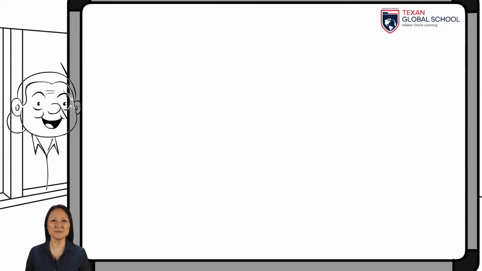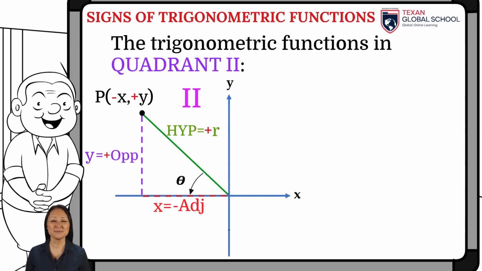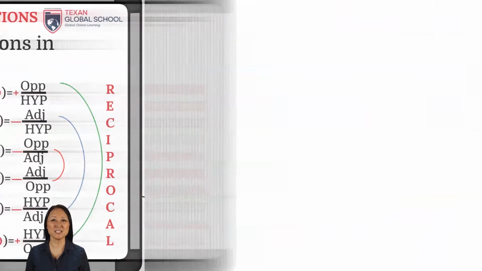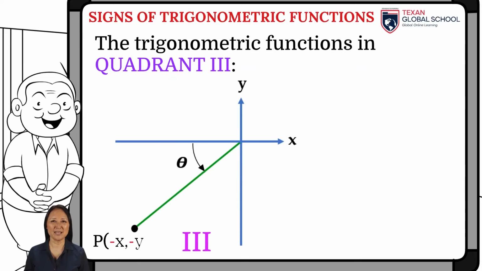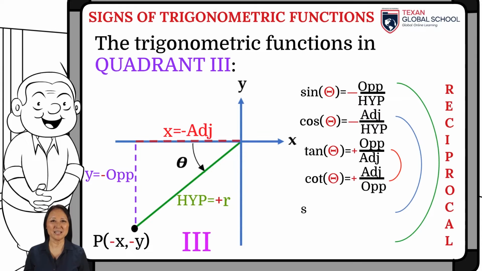In quadrant 2, the abscissa is negative and the ordinate is positive. Similarly, the hypotenuse will always be positive due to the Pythagorean theorem. By putting in the ratios, we can see that sine and its reciprocal are positive. All other trigonometric ratios are negative. In quadrant 3, the abscissa and the ordinate are negative. Again, the hypotenuse is always positive. Therefore, the tangent and its cotangent reciprocal are positive. All other ratios are negative.